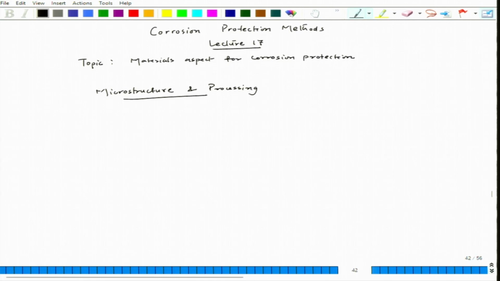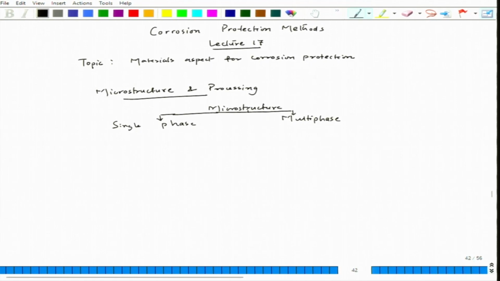So let us just see the microstructure part. When we talk about microstructure, we are staying in single phase, and then there are two variants, single phase and multi-phase. Interestingly, this change in microstructure would also be decided by the kind of processing we are doing, and at the same time, composition also will come into the picture.